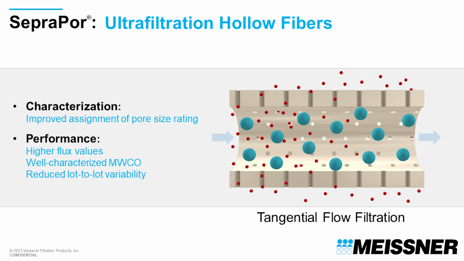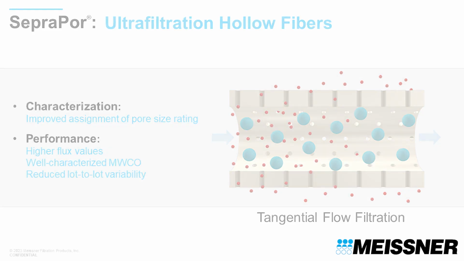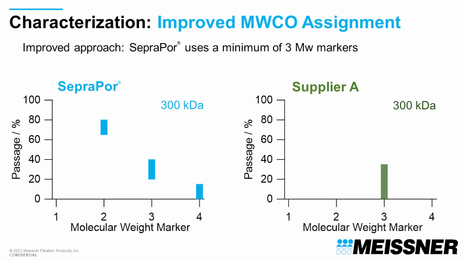Today, we'll cover two discussion points for these ultrafiltration membranes. The first one is improved characterization. The second is improved performance. In this characterization section, I would like to highlight the more extensive characterization we apply to our membranes in comparison with another commonly used supplier, identified here as supplier A.